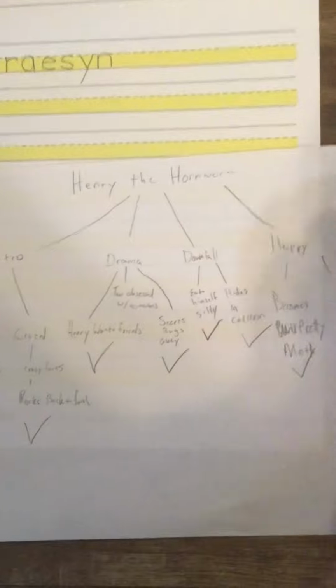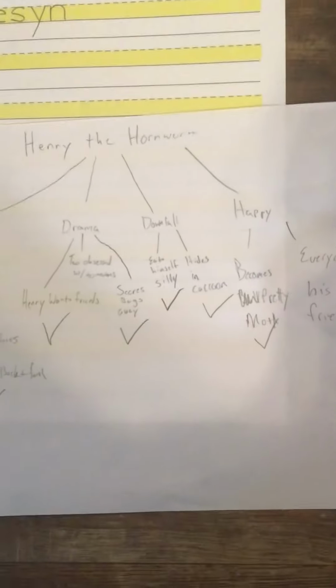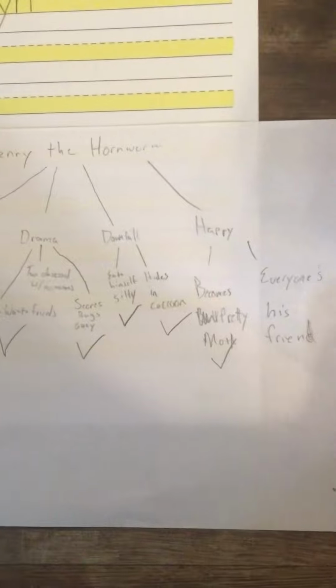Drama, Henry wants friends, but he's too obsessed with tomatoes, so he scares all the other bugs away when he makes these silly faces when he's eating tomatoes. Downfall, he eats himself silly, hides in a cocoon. A happy ending, he becomes a pretty moth, and everyone's his friend in the end.